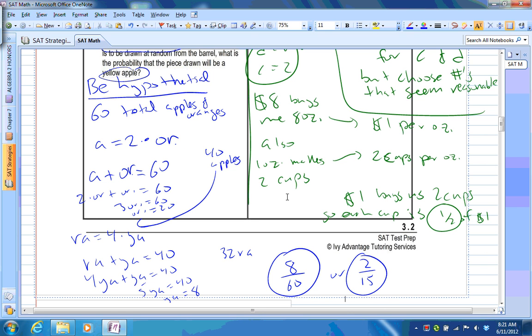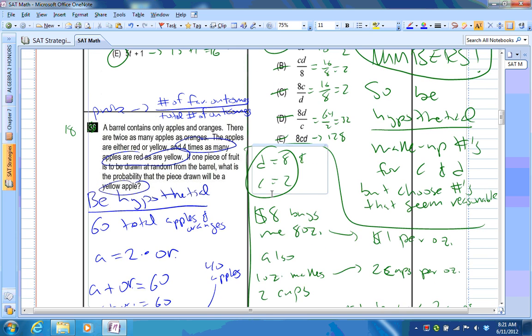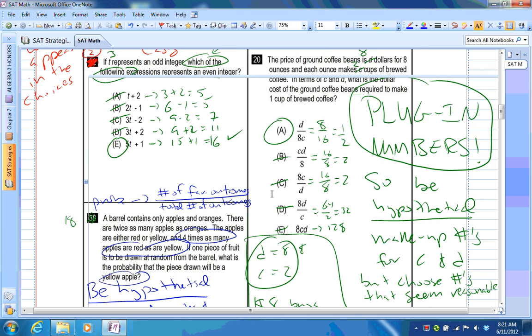So making up numbers and just using the concept of ratios, doing a little bit of algebra, it's not too bad. It's more manageable when you plug in. So that's how the strategy works.